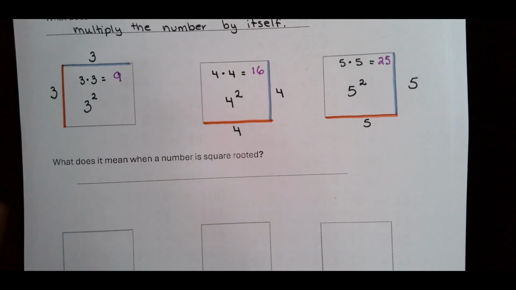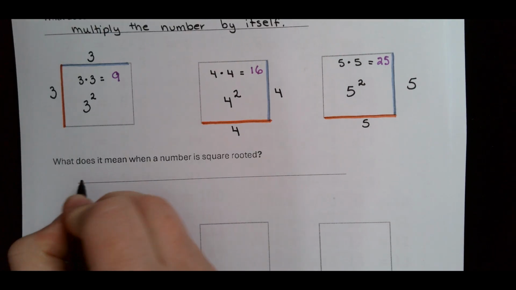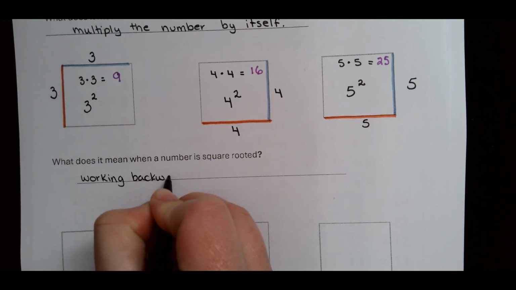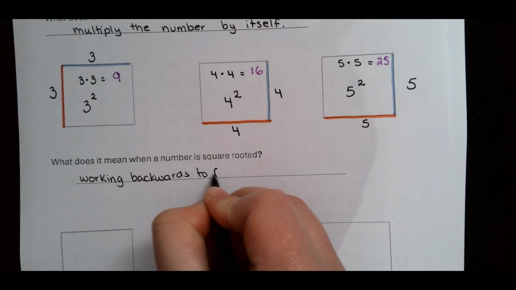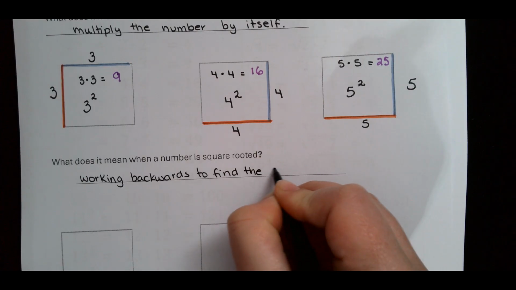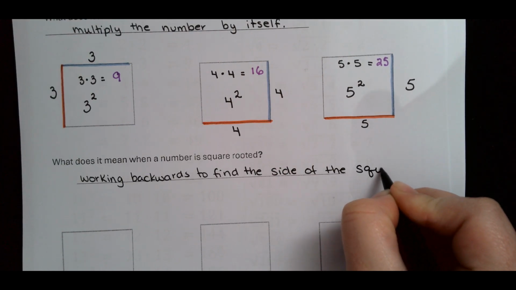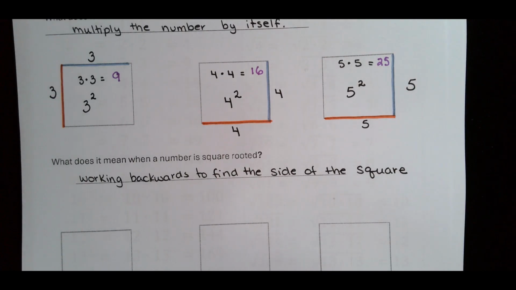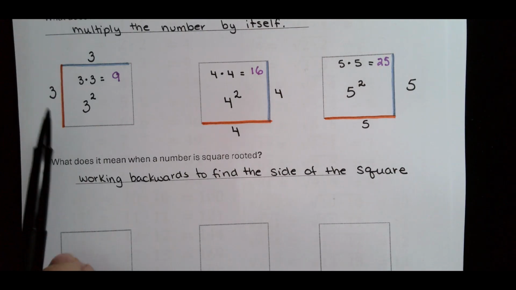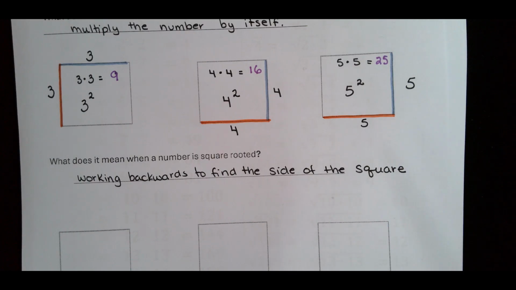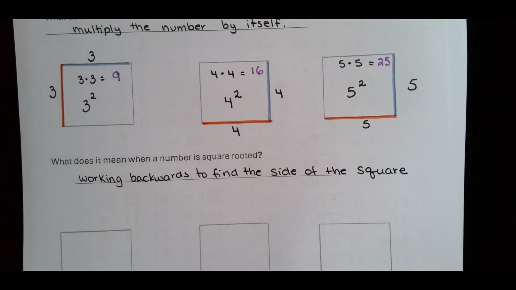What does it mean when a number is square rooted? It means that we are working backwards to find the side of the square. We're still talking about the same numbers: 3 and 3, 4 and 4, 5 and 5, 6 and 6, 7 and 7, 8 and 8, etc. But now we're talking about knowing 9, 16, 25 and working backwards.